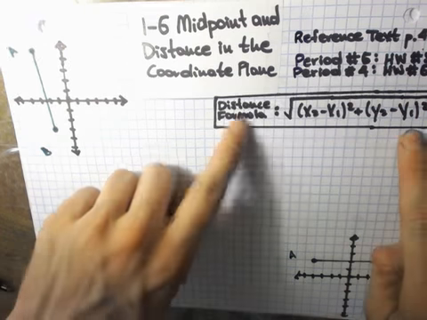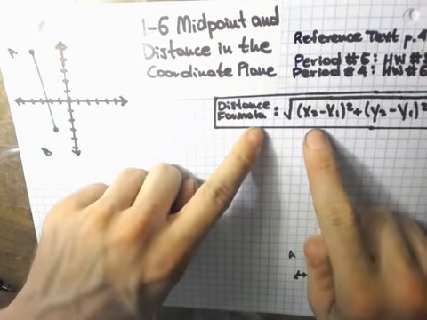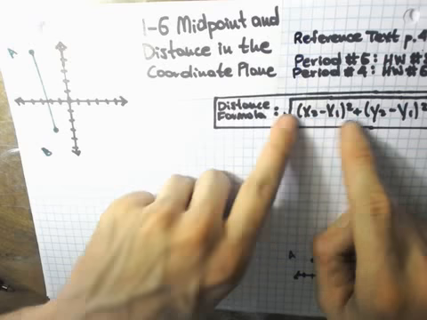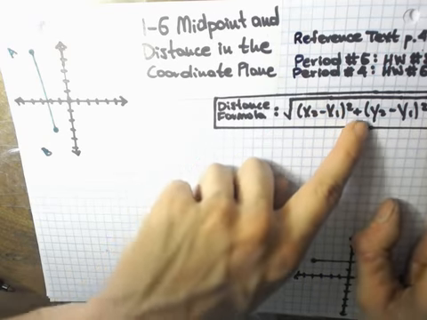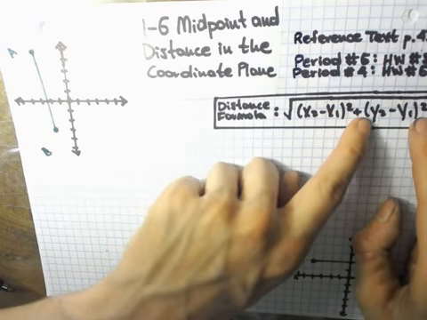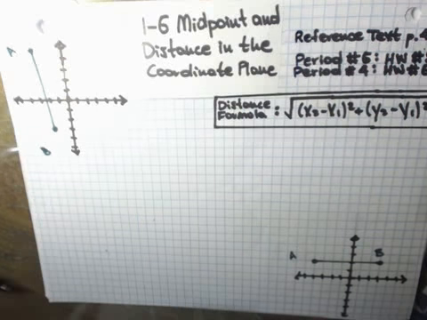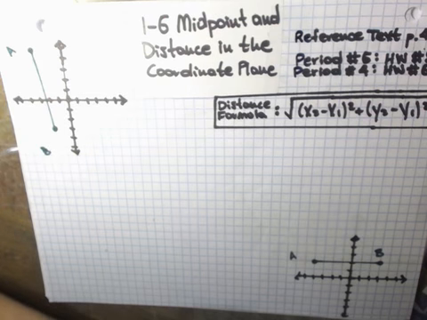So your distance formula is right here. It is the square root of (x sub 2 minus x sub 1) in parentheses squared, plus (y sub 2 minus y sub 1), the quantity squared. Your homework has 12 questions.